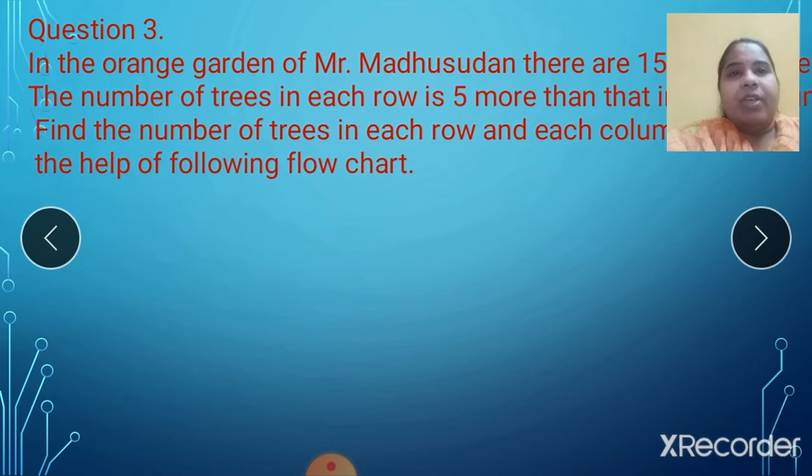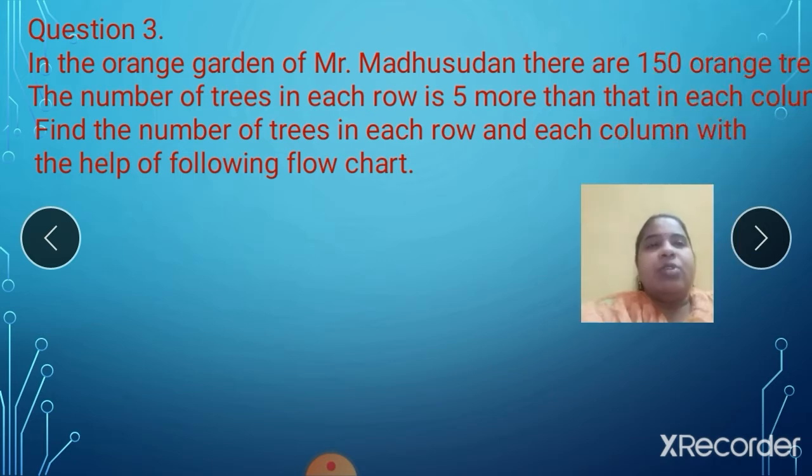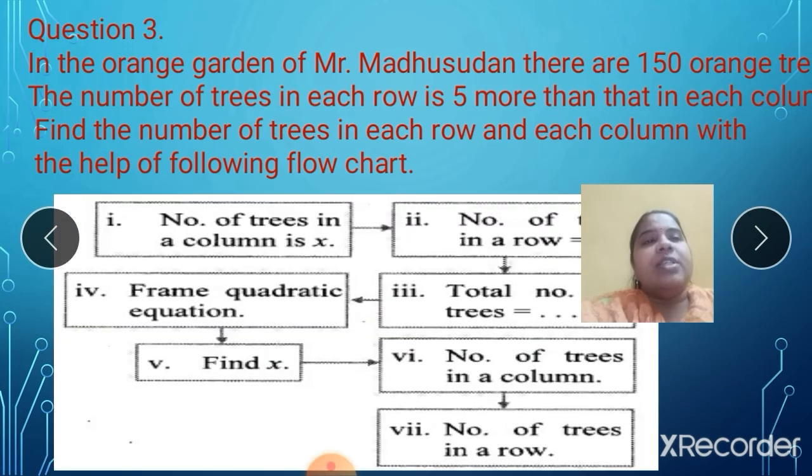See this. In an orange garden, Mr. Madhusudan, there are 150 orange trees. The number of trees in each row is 5 more than that in each column. Find the number of trees in each row and each column with the help of the following flowchart. Now a flowchart is given in this way. With the help of the flowchart, I have to find the answer.